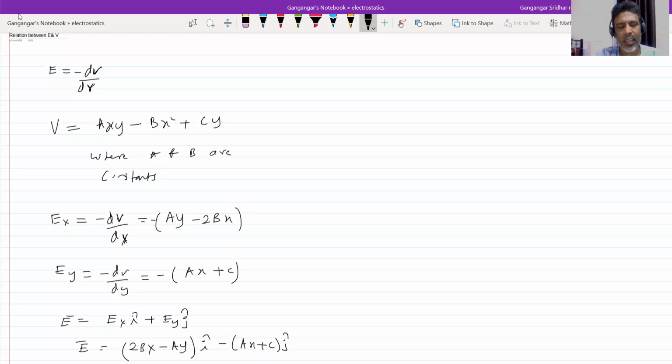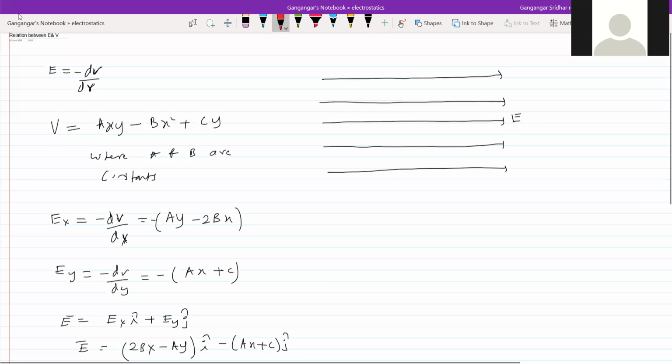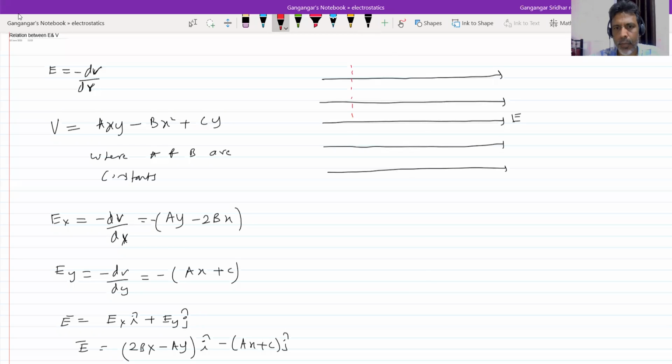Now similarly, if we know the electric field, how to get the potential? Before that, we'll start discussing the lines of force. There's a uniform electric field. Yesterday we made certain rules, how the equipotential lines should be. So these are equipotential lines.